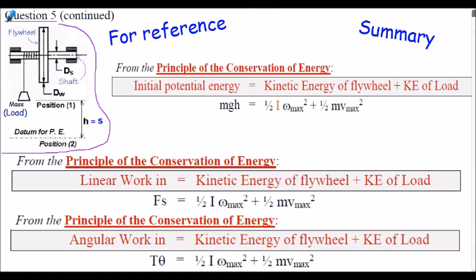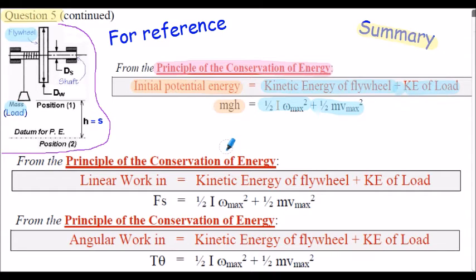So question 5, summary of the previous slides. In the solution of question 5, the principle of conservation of energy we generated had the initial potential energy on the left hand side of the equation, the mgh term, and that was equal to the angular kinetic energy of the flywheel, shown here, added to the linear kinetic energy of the load or the mass, shown here.